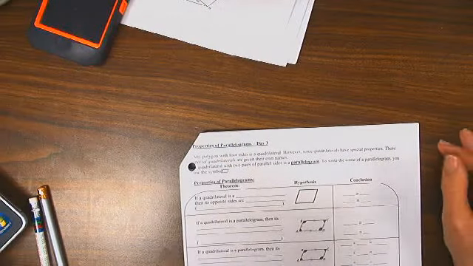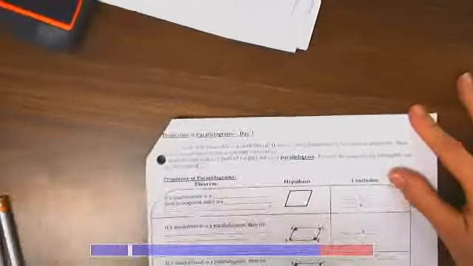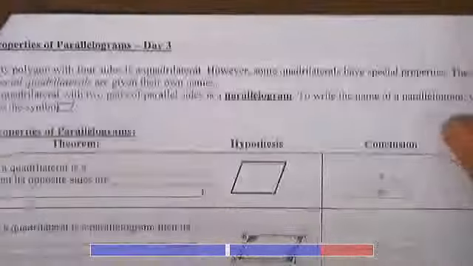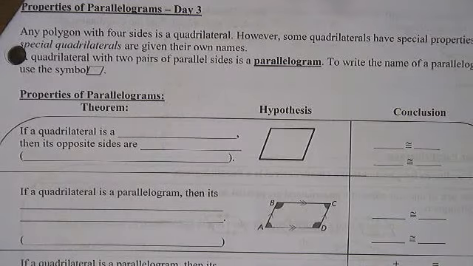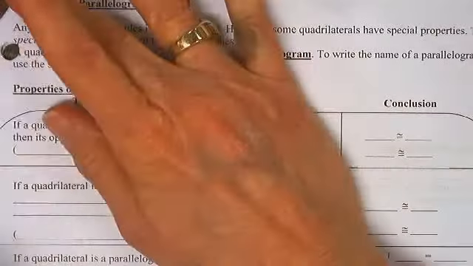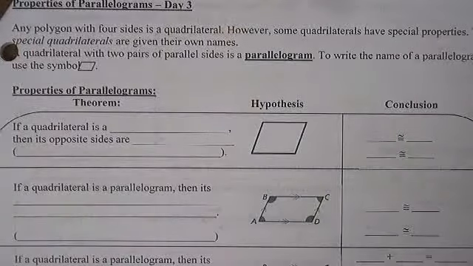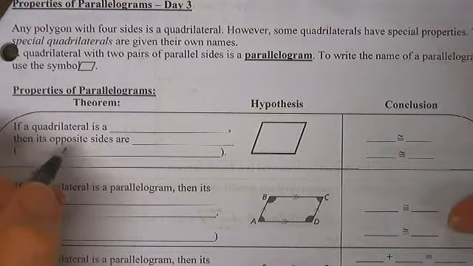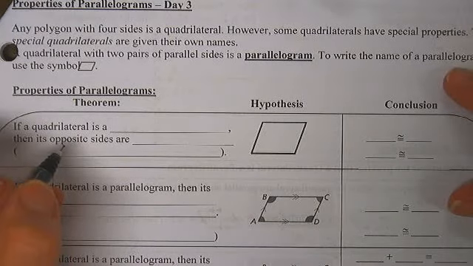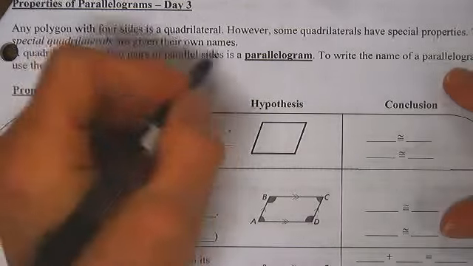Polygons, Parallelograms, Day 3. Let's see whether we can see what we can see, or not. Any polygon with four sides is a quadrilateral. Some quadrilaterals are special. Parallelograms are very interesting. Parallelograms have two pairs of parallel sides.